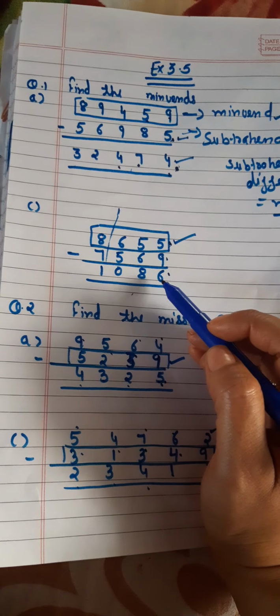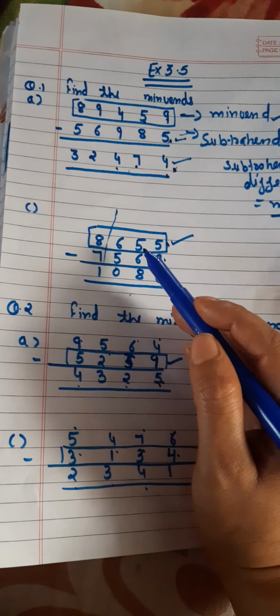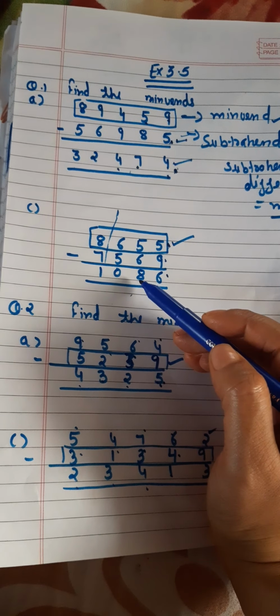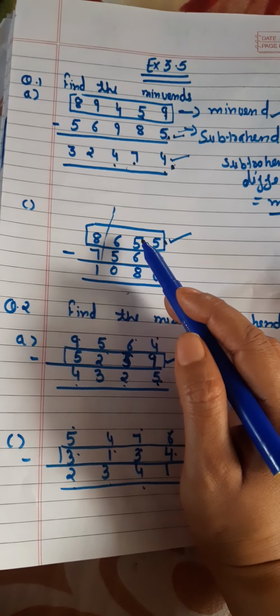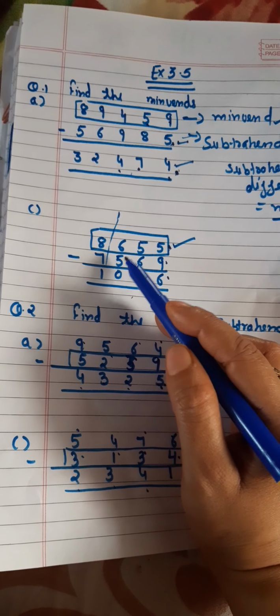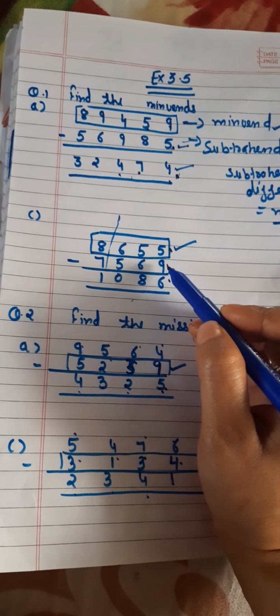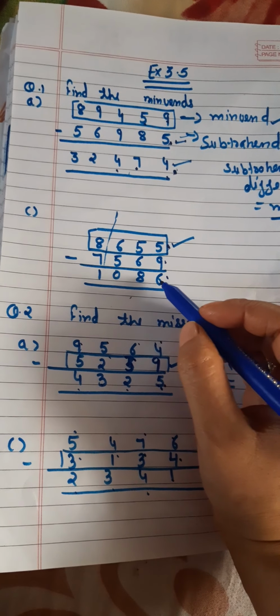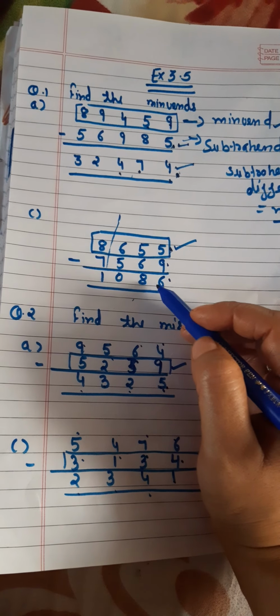Okay, so let's do it. 9 plus 6 is 15. 5 will go here, carry will go in the next step. Then 6 plus 8 is 14. One carry will be there. Then it is 15. One carry will go there. Then 5 plus 1 is 6 and 7 plus 1 is 8. Here subtrahend was 7,569 and the difference was 1,086. So how to calculate the minuend? By adding these two things only.